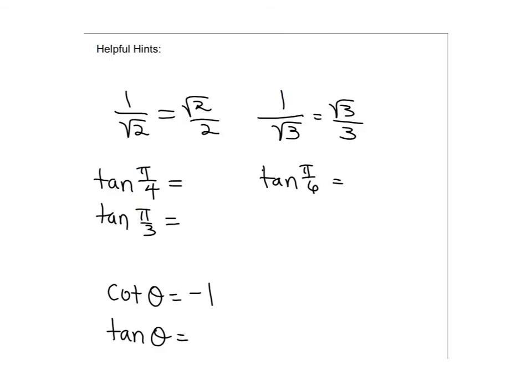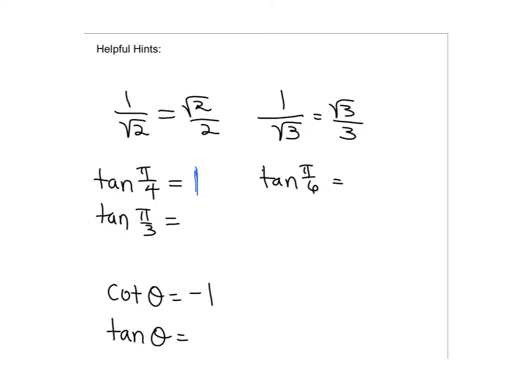Whenever you see 1 over the square root of 2, that is the same thing as the square root of 2 over 2. Same for this. If you see square root of 3 over 3, that's the same thing as 1 over the square root of 3. So for instance, the tangent of pi over 4 would be the sine over the cosine of pi over 4, which is 1.